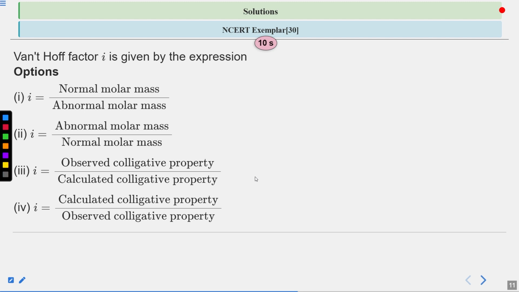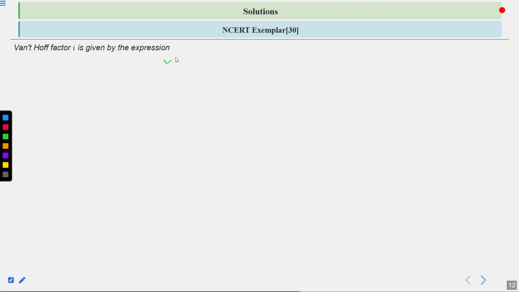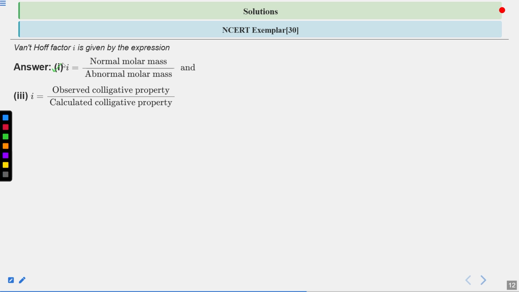Okay, so you have some time, go through it, and after that we will see the correct answer. Okay, now let's see. For this given question, the correct answer is option first and third. i is equal to normal molar mass divided by abnormal molar mass, and i is equal to observed colligative property upon calculated colligative property.